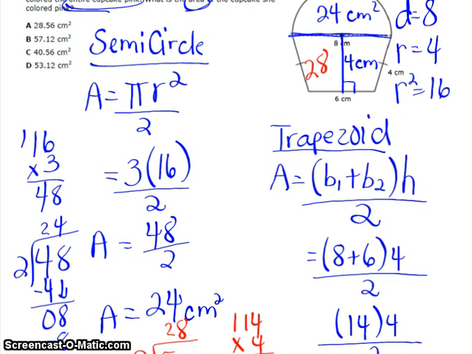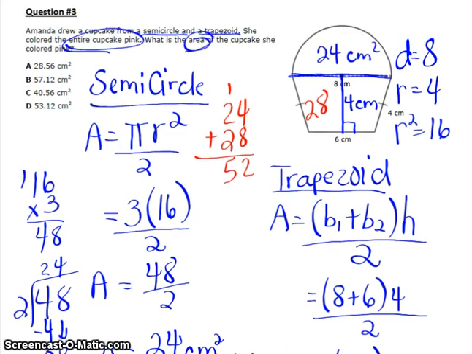I have the semicircle, so now I'm going to have to add these 2 numbers together because they said the entire cupcake was painted pink. 4 plus 8 is 12. 2 plus 2 is 4, plus 1 is 5. So it's about 52 centimeters squared. Now again, I use 3 for pi. So that means that I am looking for this answer or something a little bit more for 3.14. You're going to see the little bit more right there with D. So your answer on this one was D.